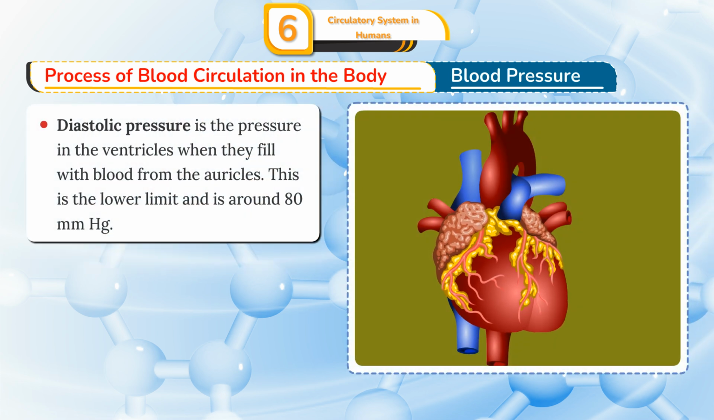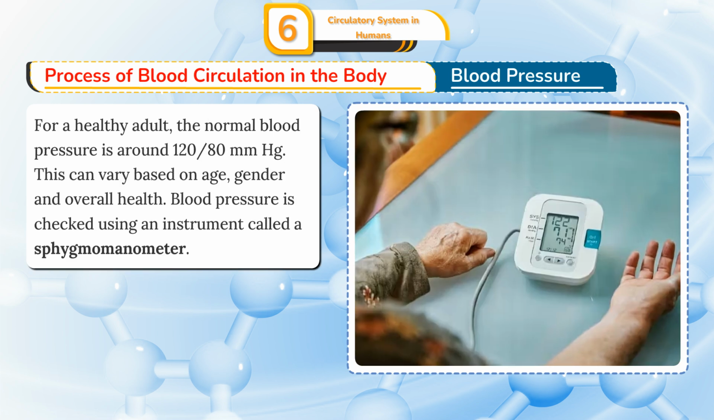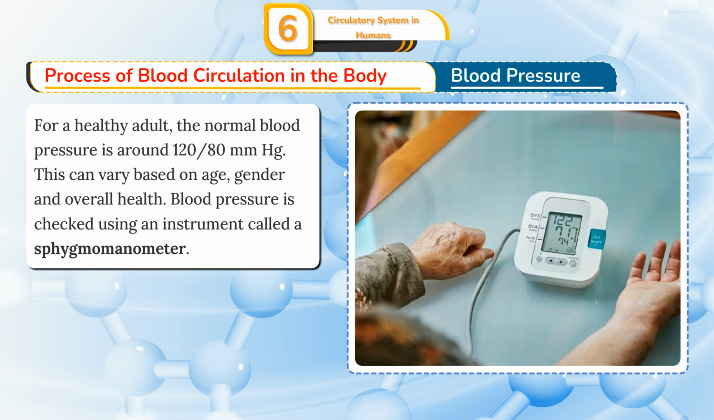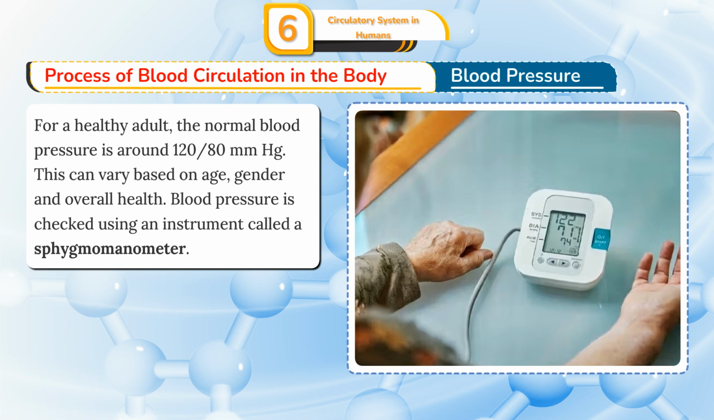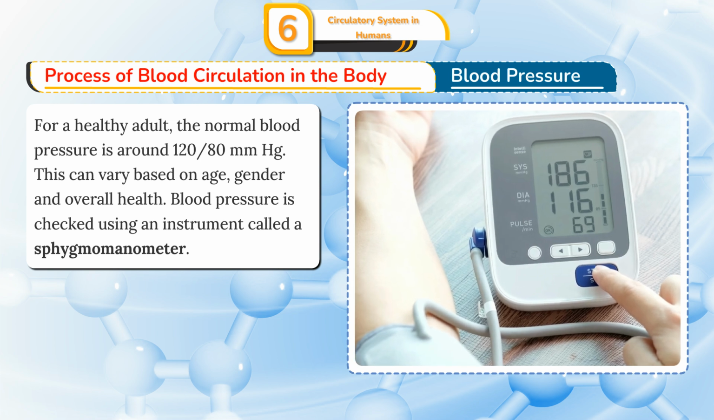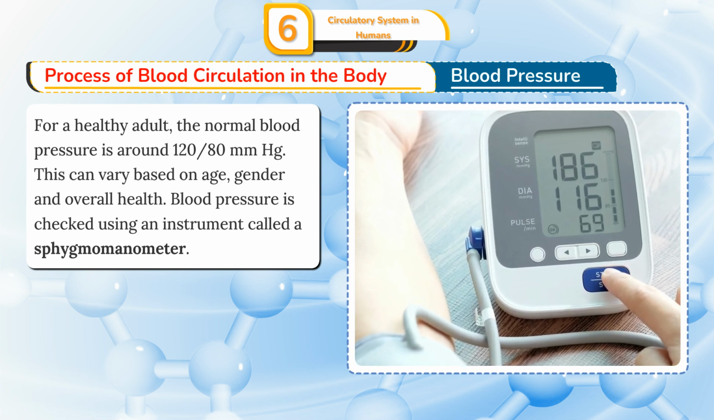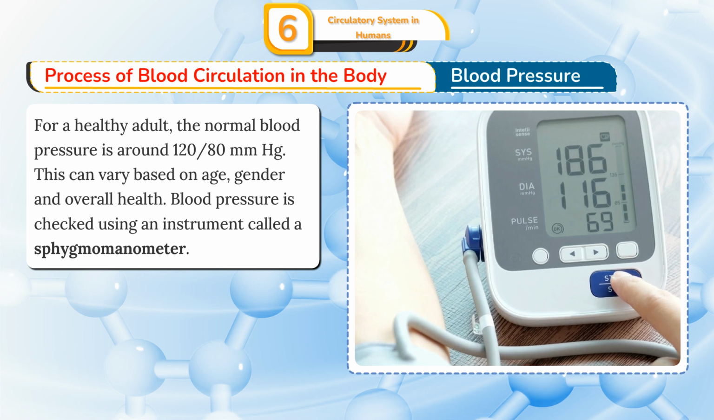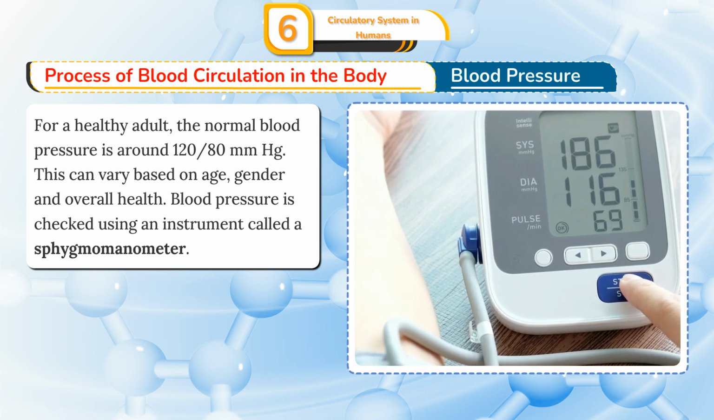Diastolic pressure is the pressure in the ventricles when they fill with blood from the auricles. This is the lower limit and is around 80 mmHg. For a healthy adult, the normal blood pressure is around 120/80 mmHg. This can vary based on age, gender, and overall health. Blood pressure is checked using an instrument called a sphygmomanometer.